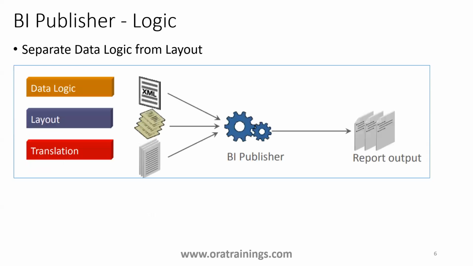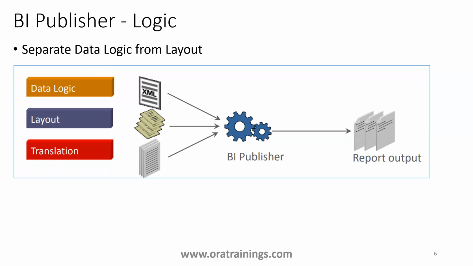And what is the logic behind it? Not just a developer, even a novice can design in BI Publisher in a very easy manner. On a high level, there are three main components. One is the data logic, what data we want to fetch. Another is the layout: how you want the output to look, how many headers, how many fields, what the header is, what the footer is, what the logo is. You design all these things using the layout. And if you require any translation logic, we apply the translation. So on a high level, there are three inputs: the data logic, the layout, and the translation.